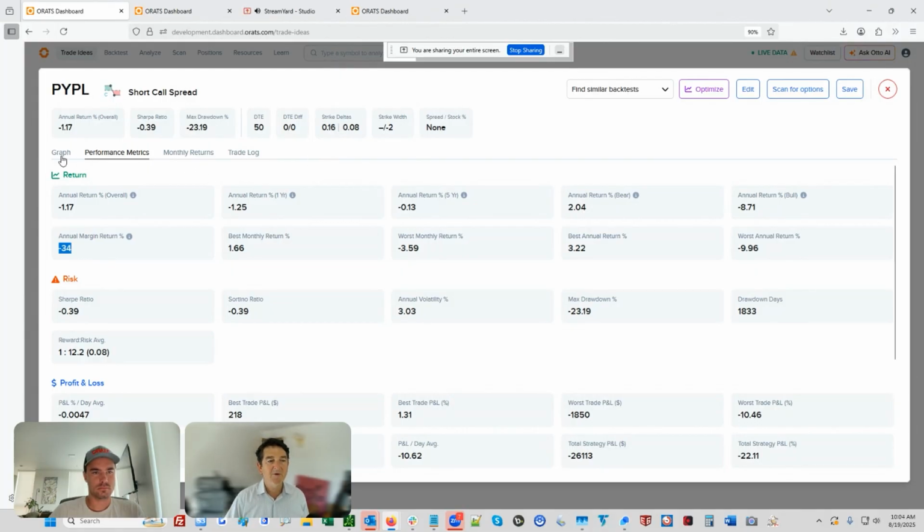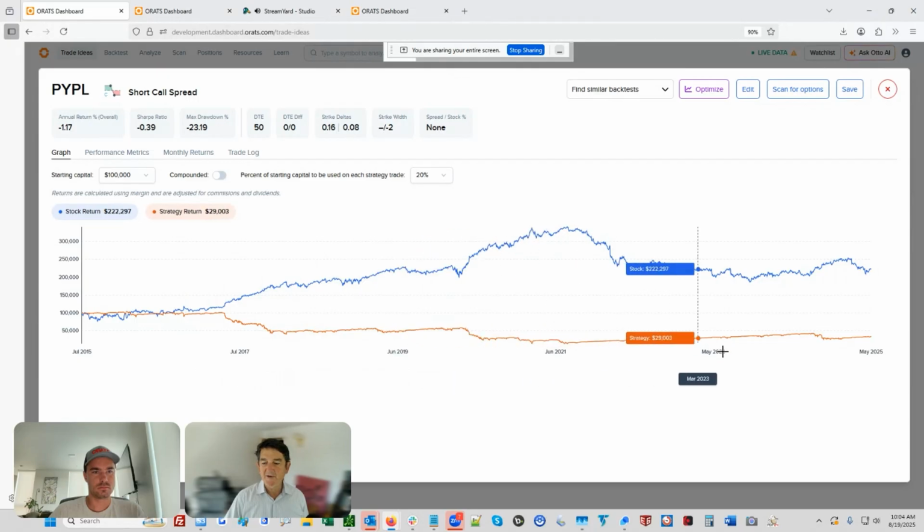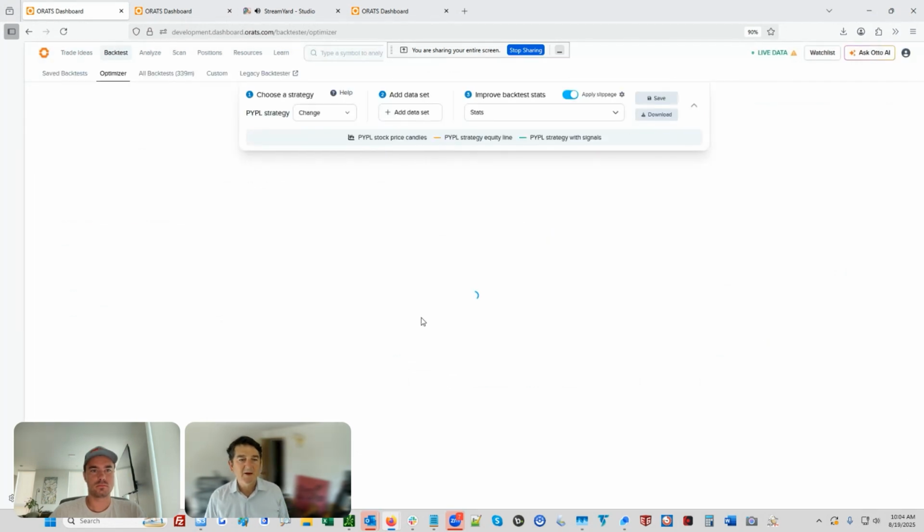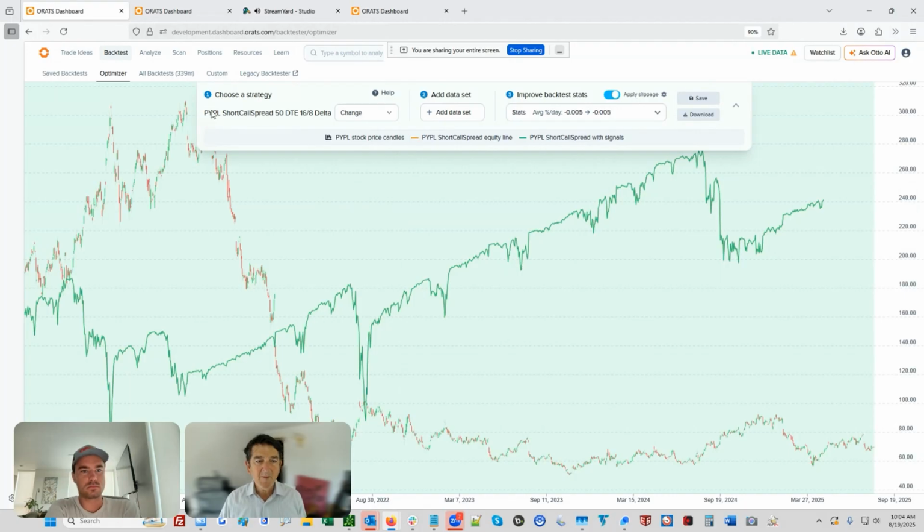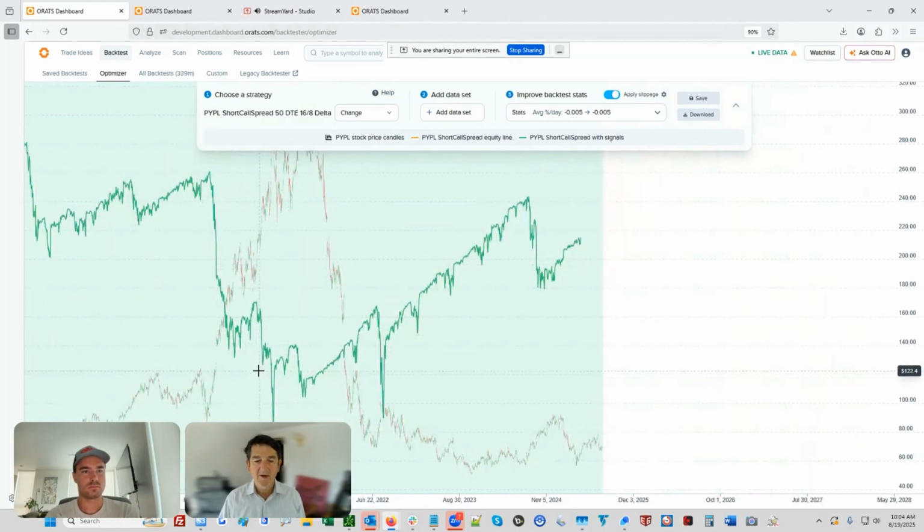And so then what we do is we take this graph and we say, well, there are times when it did pretty well. Can we pick those times out using our optimizer? So you would click on this optimizer, and then it goes to the PayPal short call spread. So it picks up the optimizer. This is the same payoff picture that we saw earlier. And then we say, you could change the strategy, but we don't want to. We want to add a data set.